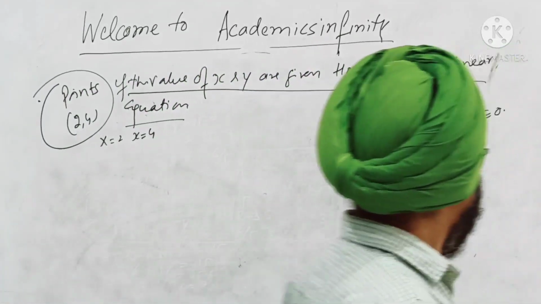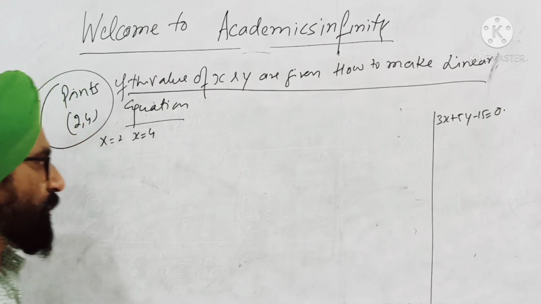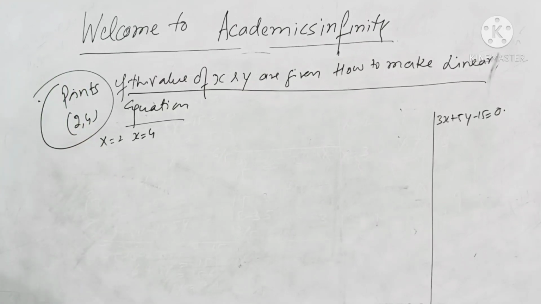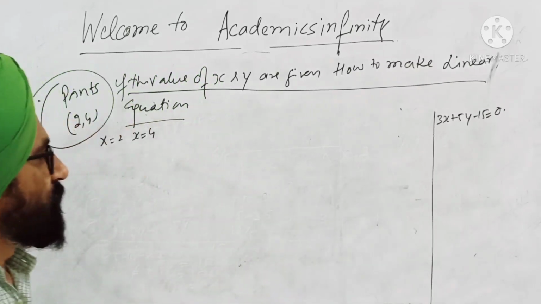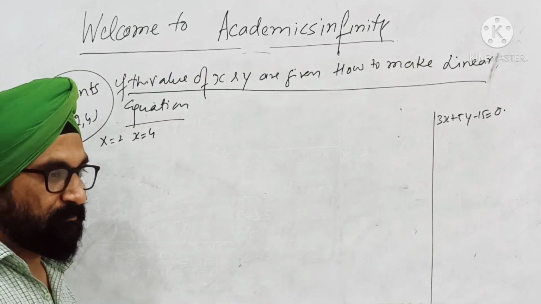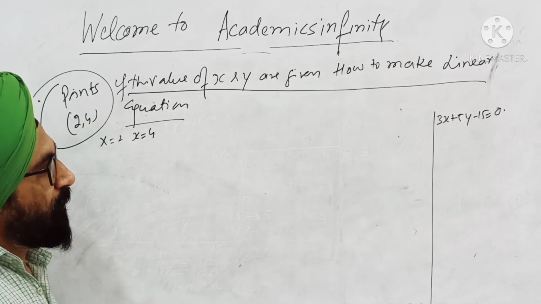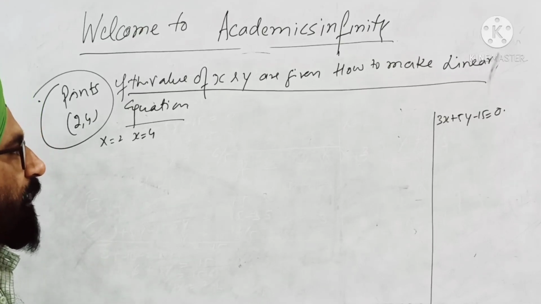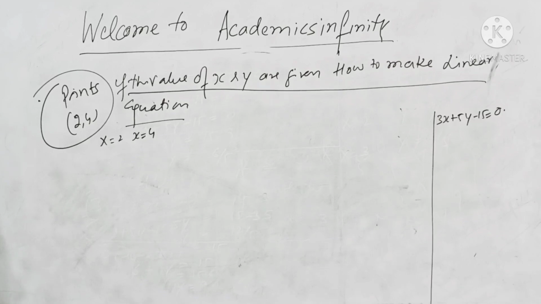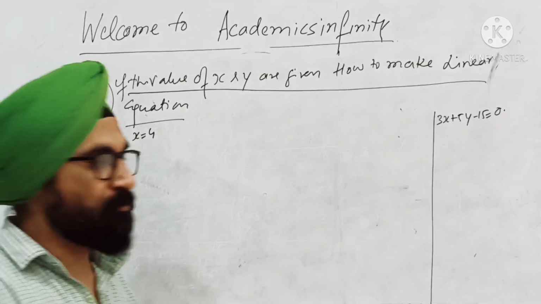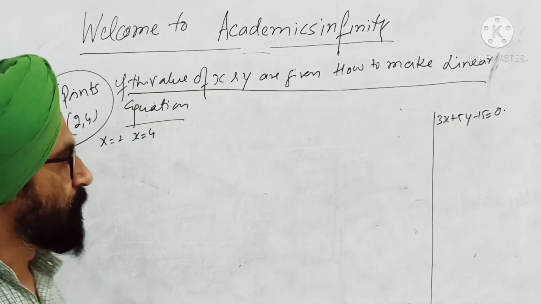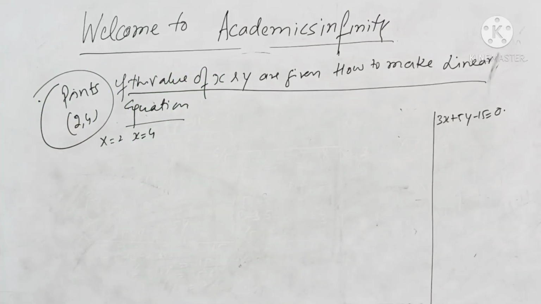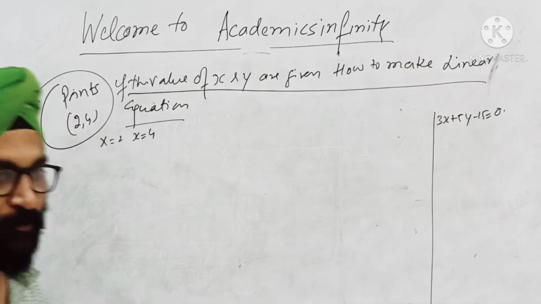In the previous lecture we already discussed that. The linear equation is given and we will assume the value of x as 1, 2, 3, 4, 0 and so on, and we will get the value of y. But here the values of x and y are given, and how to make the linear equation?